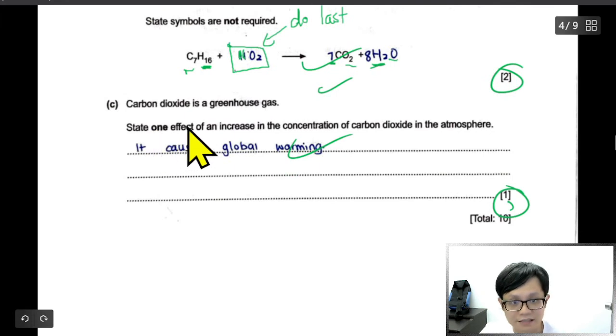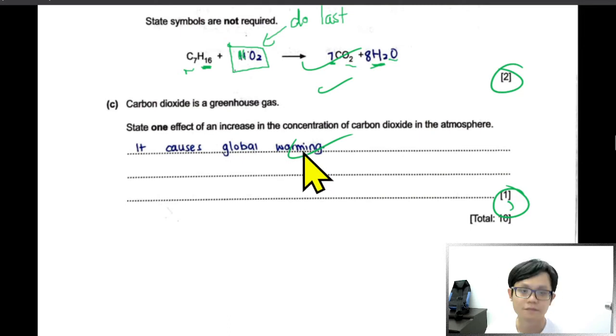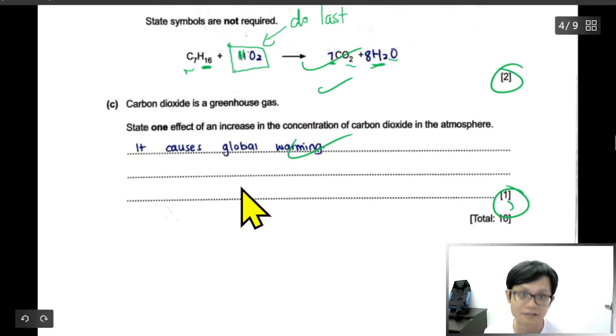C, carbon dioxide is a greenhouse gas. State what effect of the carbon dioxide increase? It causes global warming, 1 point. Global warming causes what? Okay, sea level rise, flooding, okay.